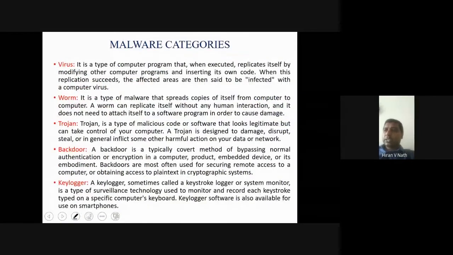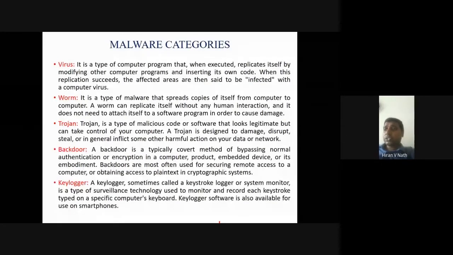Okay, maybe I'll just give you a small introduction about malware and then I'll go to the malware part. Virus: it's a computer program that, when executed, replicates itself by modifying other computer programs. It may insert its code into other programs. The worm is a type of malware that copies itself from computer to computer via a network. So it doesn't need human intervention.